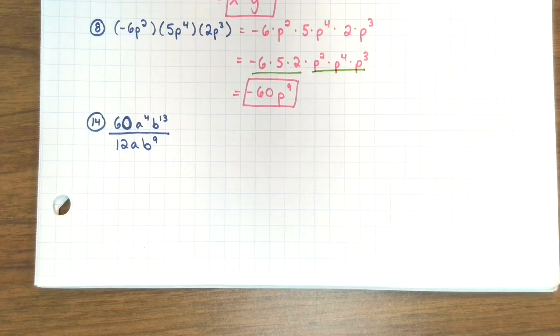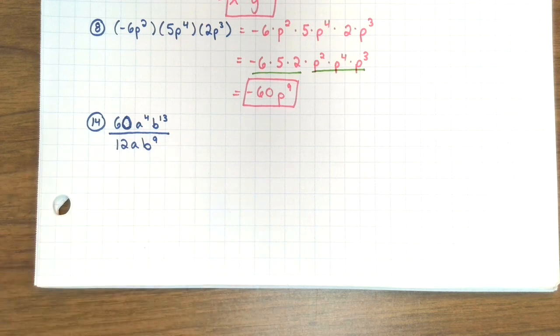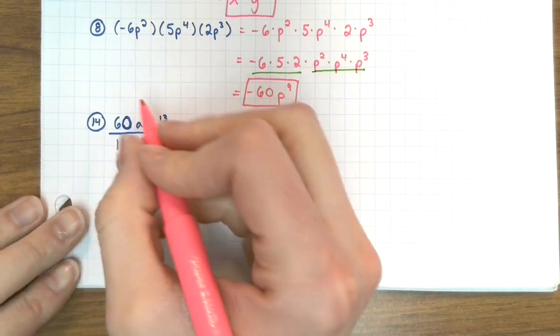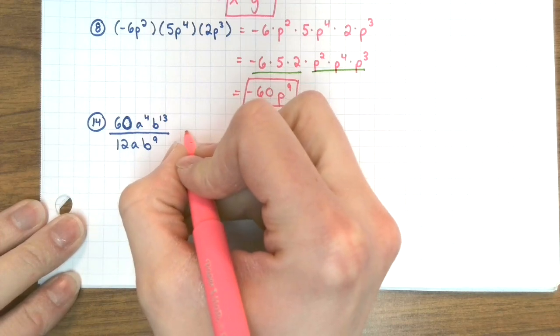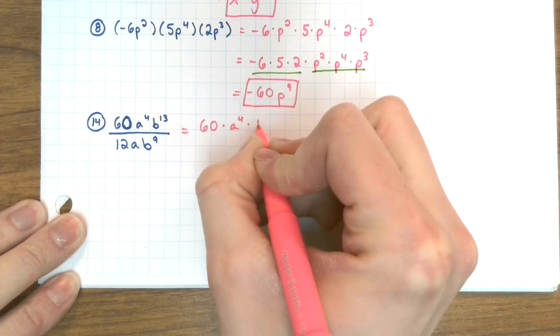This next example is going to be having us use the quotient rule. So the quotient rule is when we have division taking place. So this giant fraction bar is indicating division. And just like the previous problem, I'm just going to take the time to rewrite this so that it's a little bit further apart so that we can see what's going on with each of these different parts of this quotient. So I'm going to rewrite this as 60 times a to the fourth times b to the 13th.